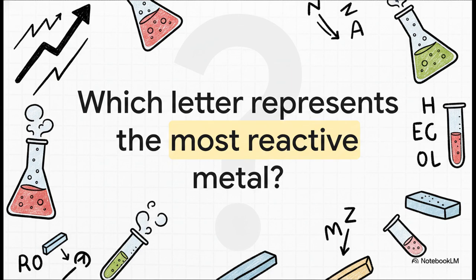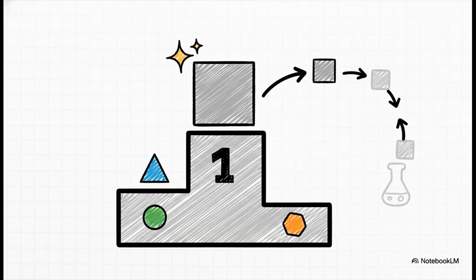For this one, you're given a little table showing the results of some experiments with 4 metals, A, B, C, and D. Your job is to look at that data and figure out which one is the king of the castle, the most reactive of the bunch. And the answer is D. If you look at the data, D is the only metal that successfully displaces all the others from their solutions. That makes it the most powerful, and therefore the most reactive. 1 mark for some sharp detective work.